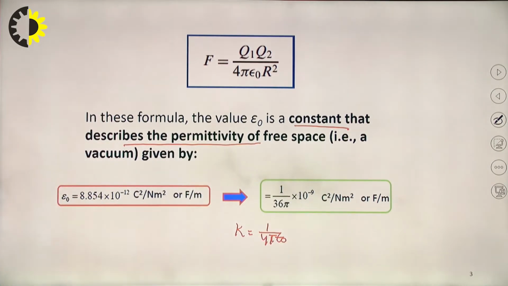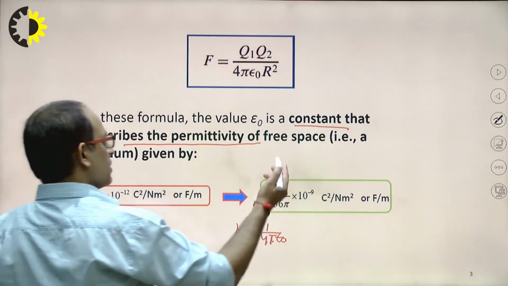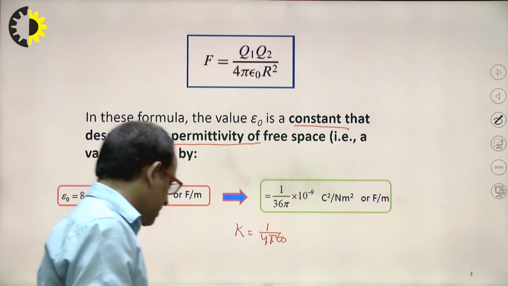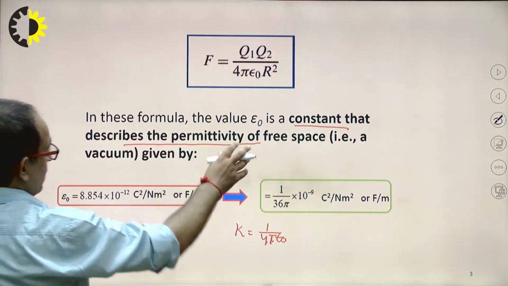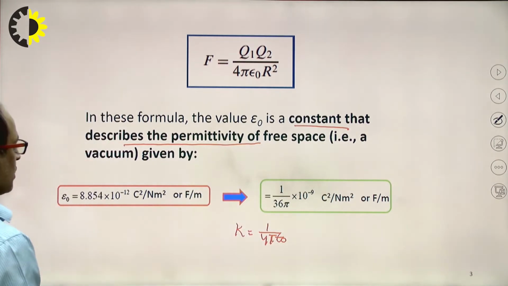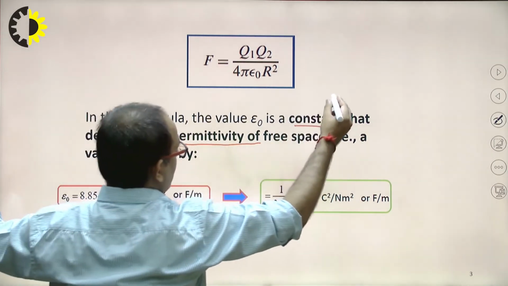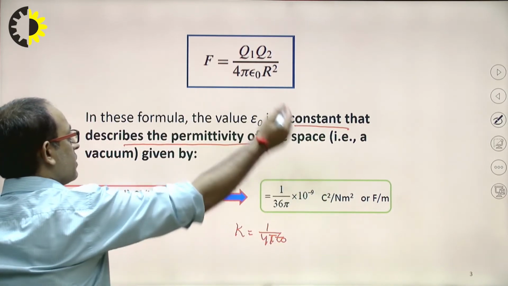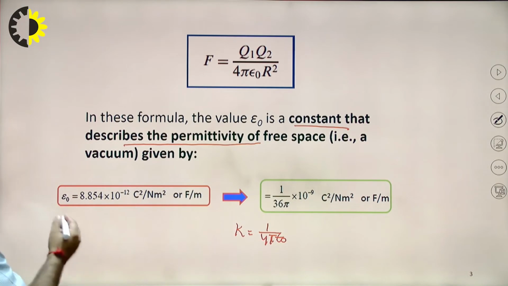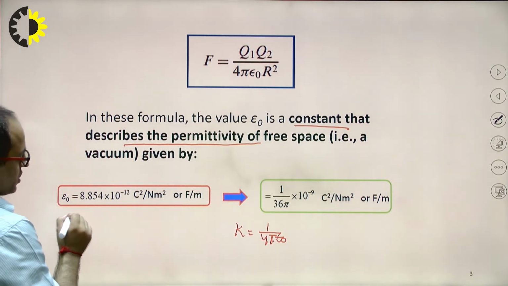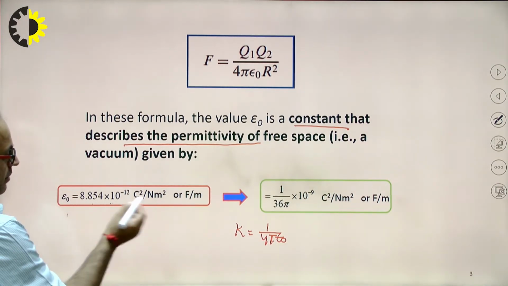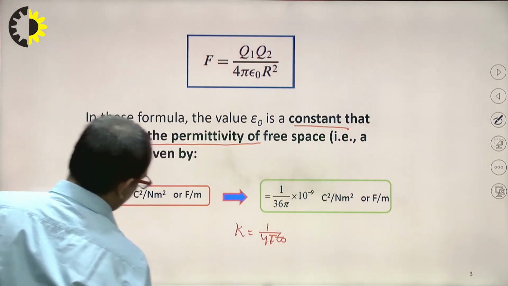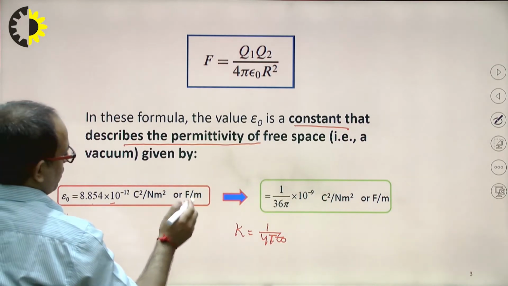It is the permittivity of free space, or, if this is a material with point charges in it, the permittivity of the material. Clear? So F will be equal to Q1 Q2 upon 4 pi epsilon naught divided by R square, and this epsilon naught has a constant value, 8.854 multiplied by 10 to the power minus 12 Coulomb square per Newton meter square, or Farad per meter.